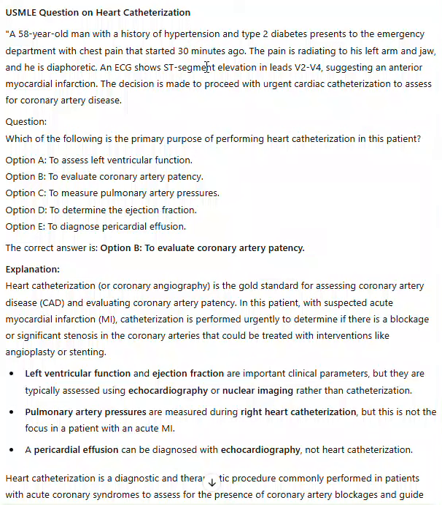The correct answer is option B, to evaluate coronary artery patency. Explanation: heart catheterization, or coronary angiography, is the gold standard for assessing coronary artery disease, CAD, and evaluating coronary artery patency. In this patient with suspected acute myocardial infarction, MI, catheterization is performed urgently to determine if there is a blockage or significant stenosis in the coronary arteries that could be treated with interventions like angioplasty or stenting.